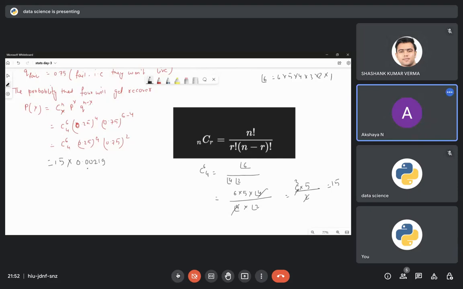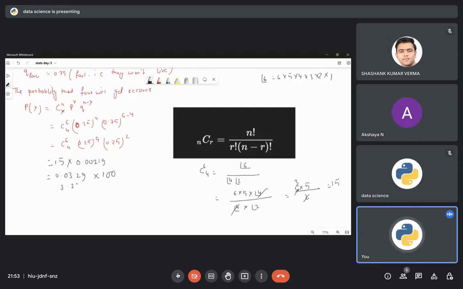It's 0.0329. Then if you multiply by 100, because we have to calculate the percentage, what is that? 3.29% chance is there that 4 will survive.